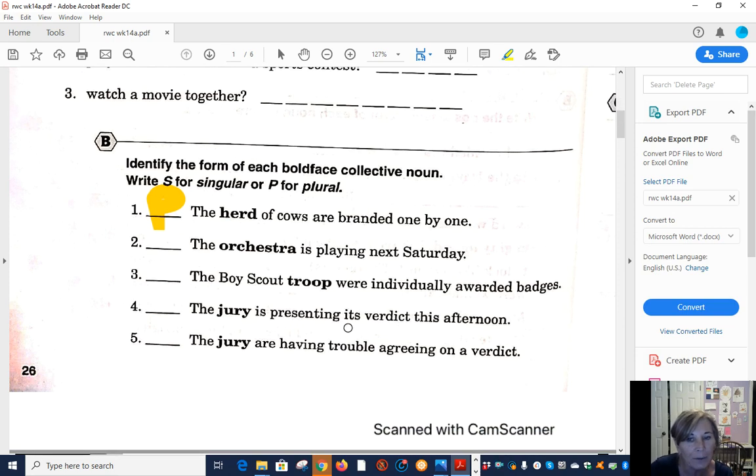The jury is presenting its verdict this afternoon. As a whole, as a unit, they are presenting the verdict. So the verb is singular. The jury are having trouble agreeing on a verdict. The people within the jury are not agreeing, so it's plural. So this one is plural.